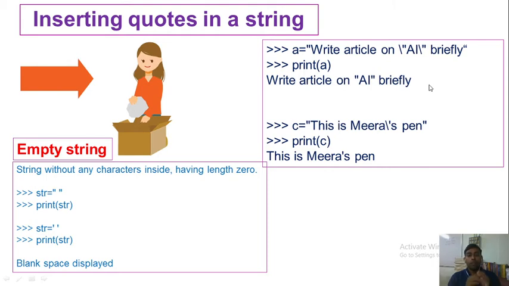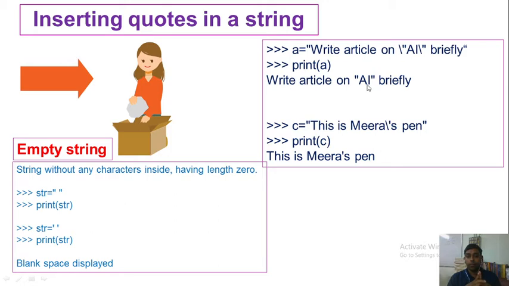Of course we know strings must be enclosed in single quotes or double quotes, but the concept here is not that. It's not enclosing the string, it is adding or inserting quotes in a string. So in write article on AI briefly, AI will be in quotes. That's it. Then we have another example.